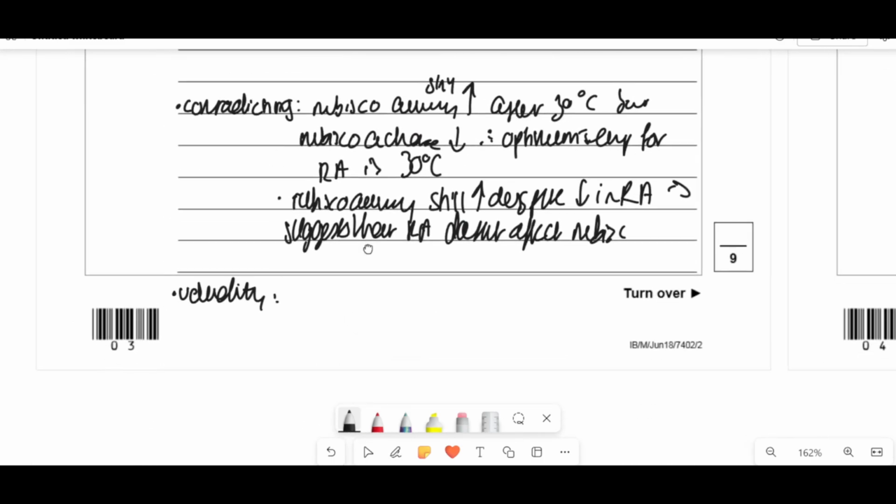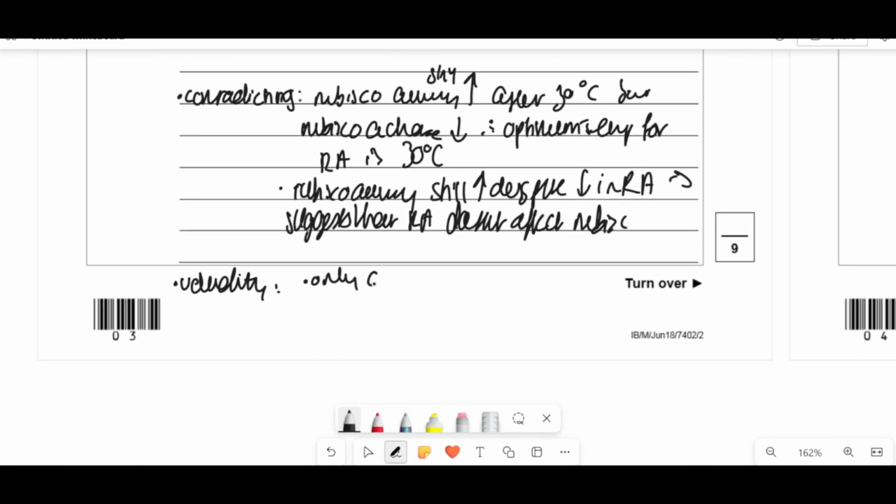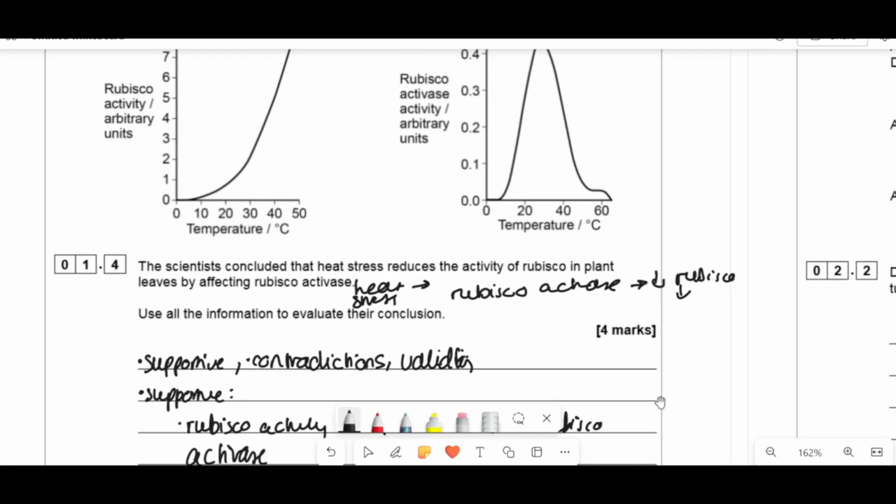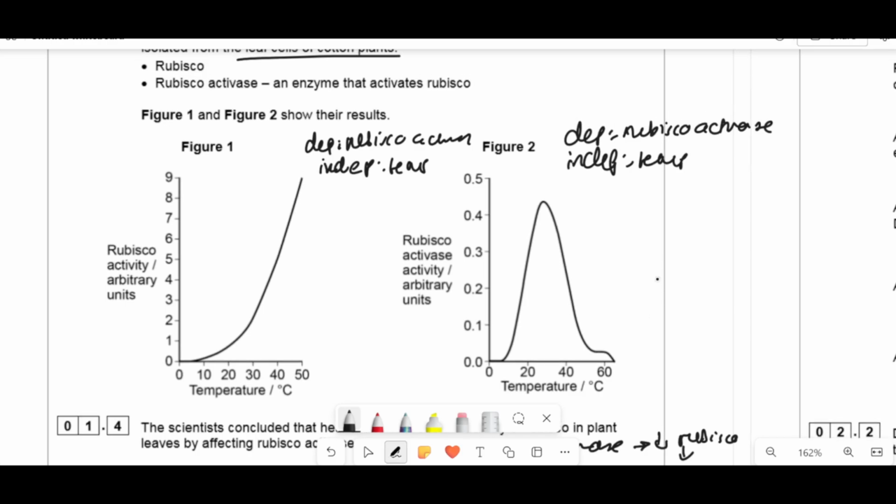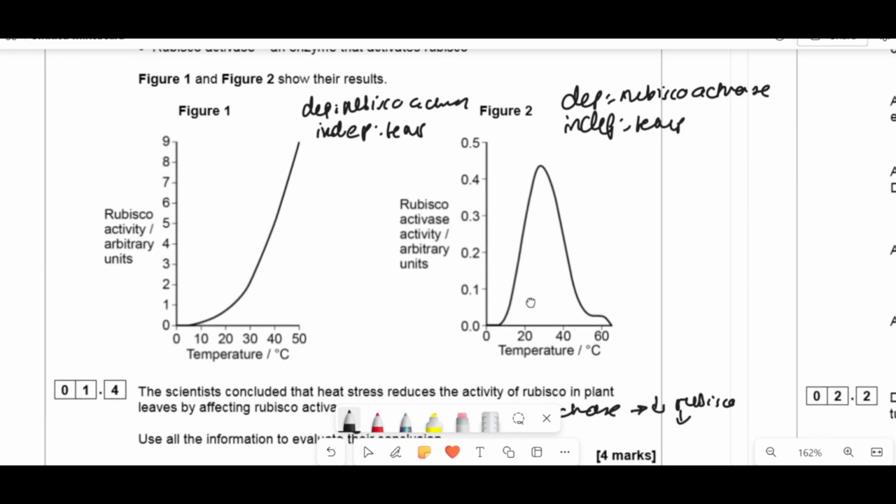So already, it's only done in leaf plants. It's not really valid, because what about leaves of cotton plants? Can I do this with leaves from other plants? And not just that, look at what they're measuring as well. Their dependent variable is Rubisco activase activity and Rubisco activity, other way around, right?